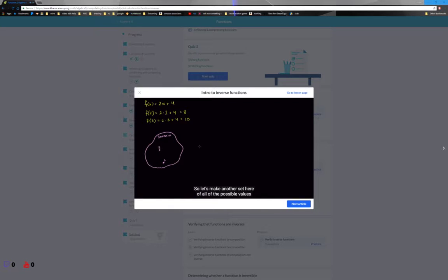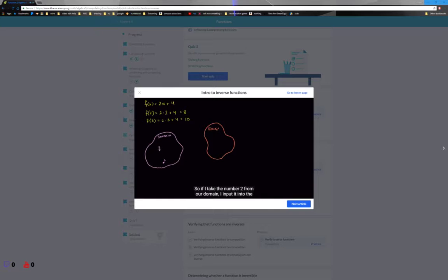So let's make another set here of all of the possible values that my function can take on, and we can call that the range. There are more formal ways to talk about this, and there's a much more rigorous discussion of this later on, especially in the linear algebra playlist. But this is all the different values I can take on.